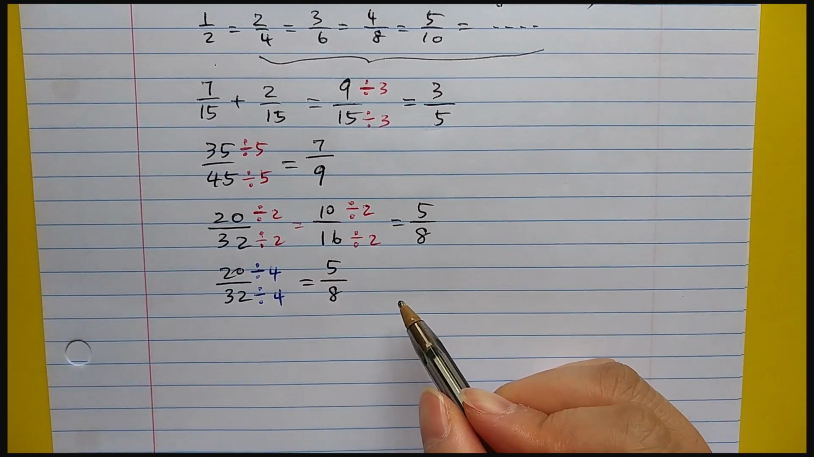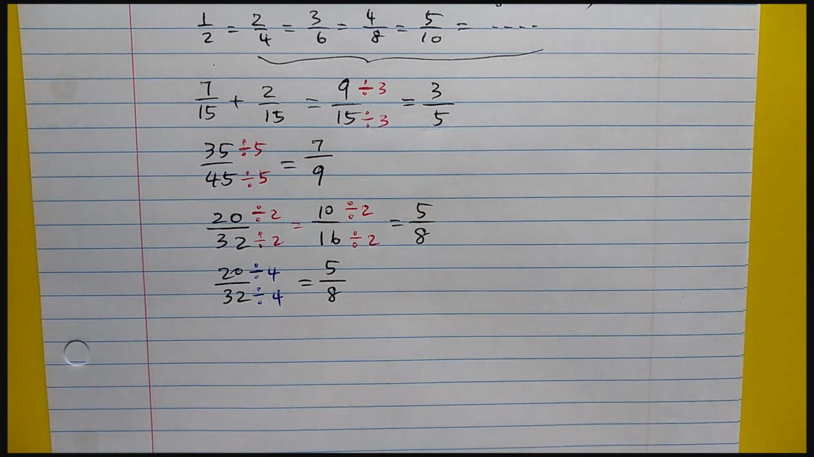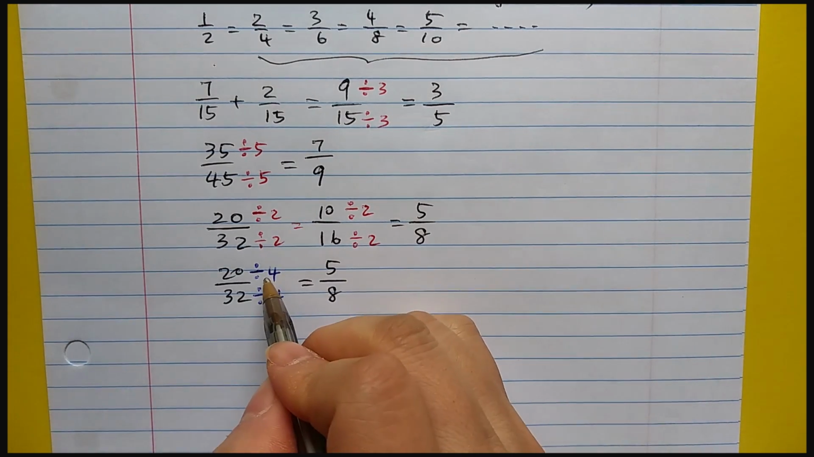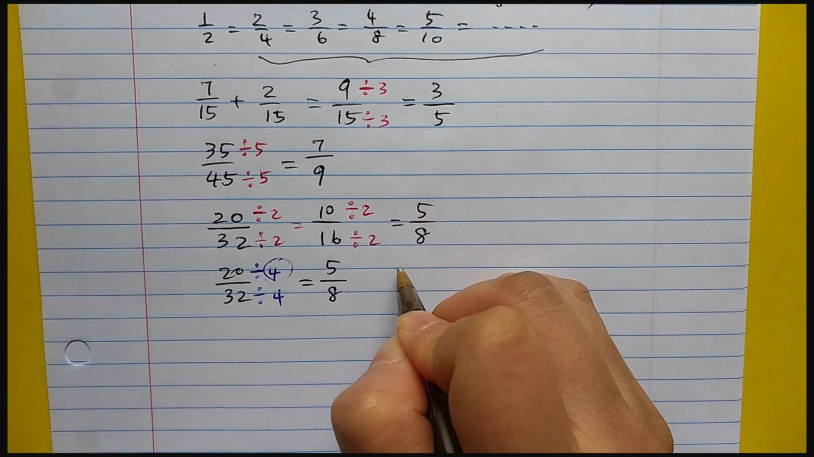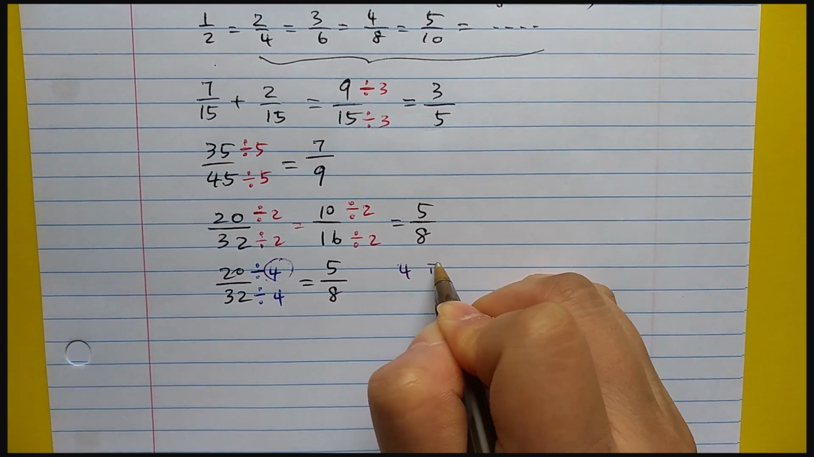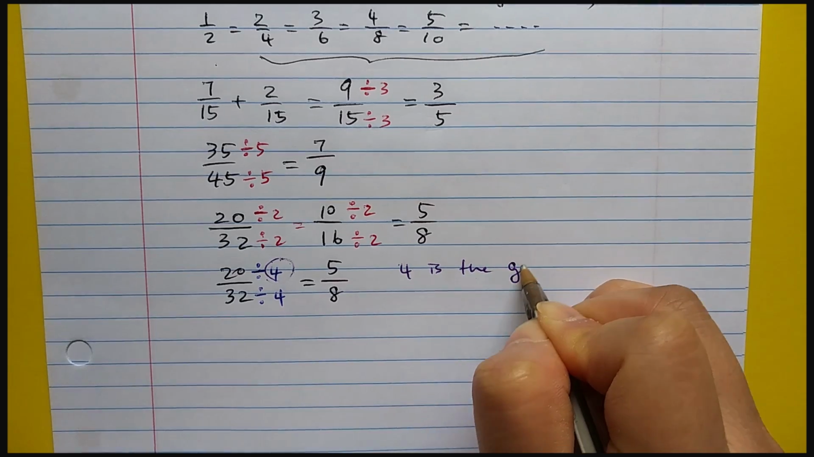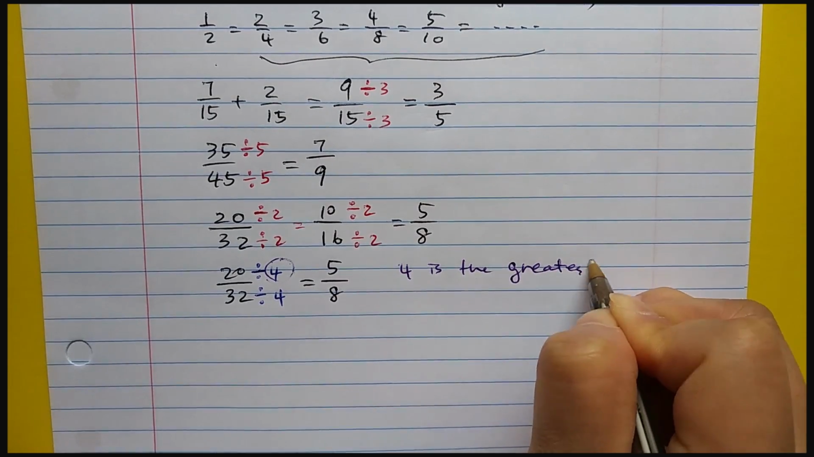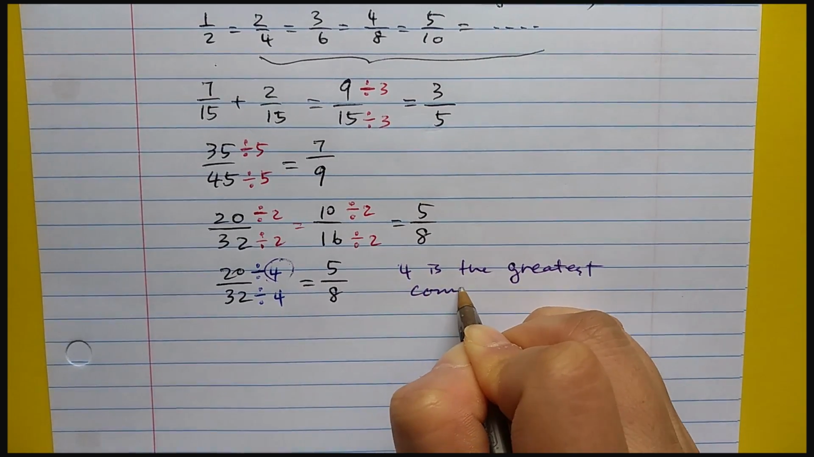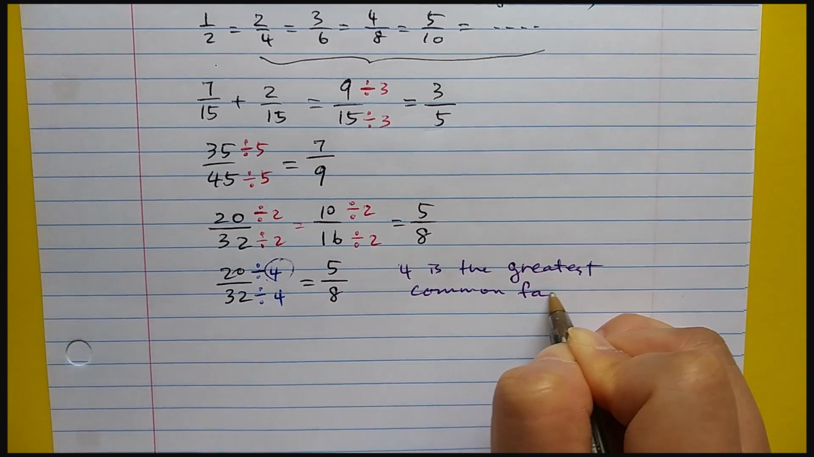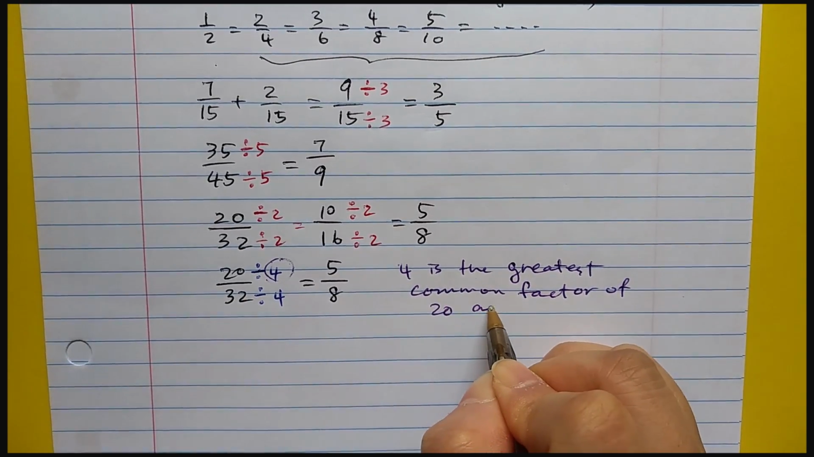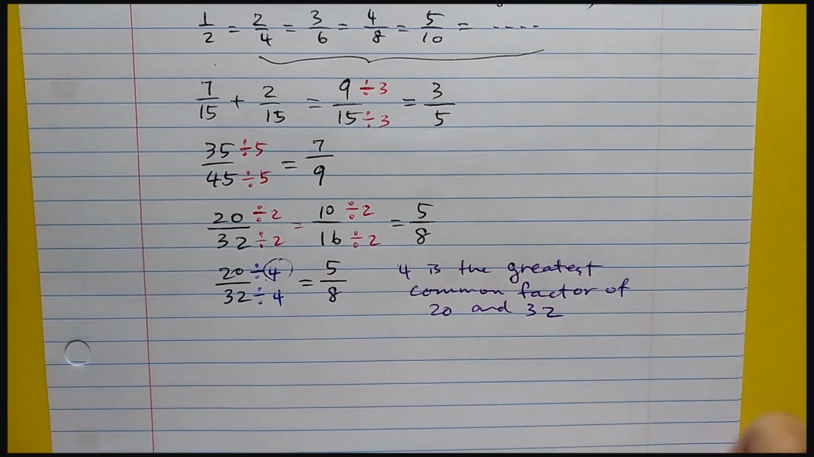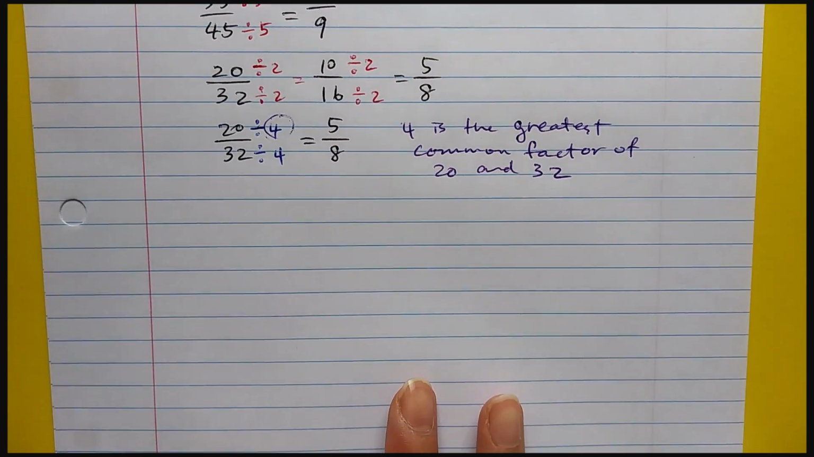In this case, you call this 4 the greatest common factor. 4 is the greatest common factor of 20 and 32. Let's talk about greatest common factor.